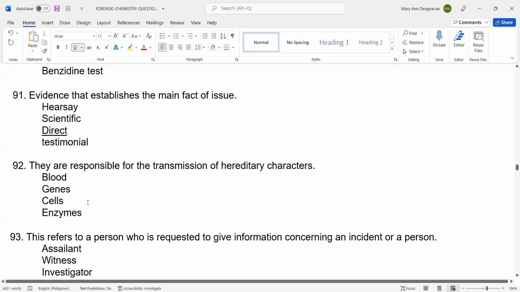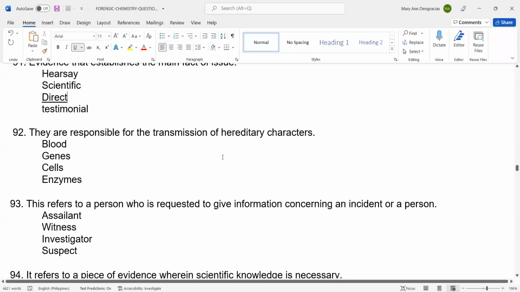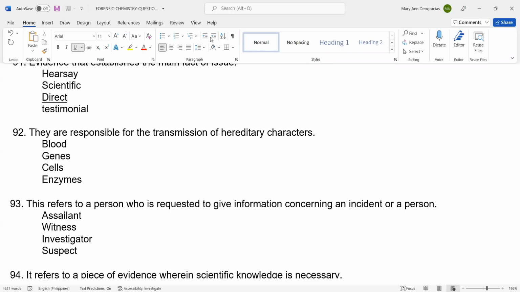92. So they are responsible for the transmission of hereditary characters. Is it blood, genes, cells, or enzymes? Let's see, may sumagot. Okay, letter B. So it's our genes, of course. Okay, nasaan yung DNA natin? Nasa genes natin.